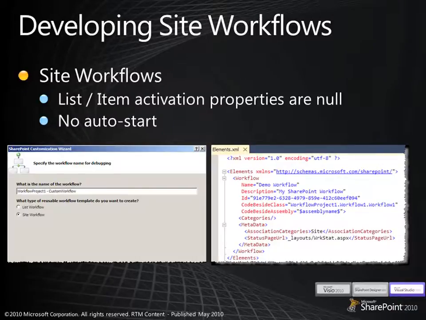Site and list workflows, both of which are reusable, can be created within Visual Studio, which contains sequential or state machine templates to kick off the development process. It is important to note site workflows require a custom initialization form unless you plan to start the workflow from the object model using SP Workflow Manager. Site workflows do not have list or item activation properties, so care should be taken if you may be reusing code which either relies on or attempts to access these variables.